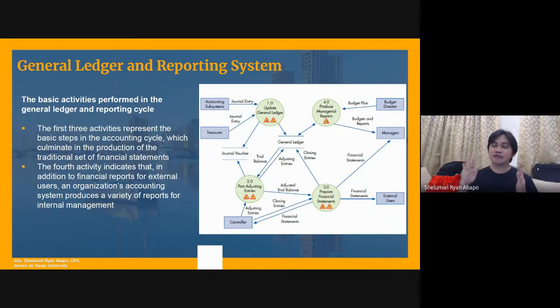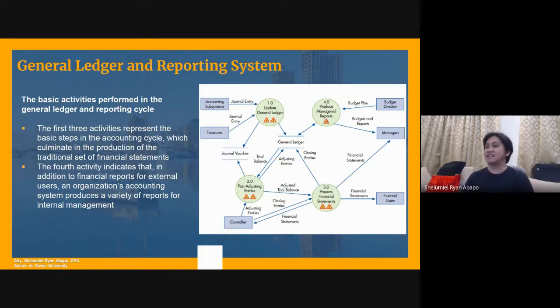If you'll notice, the first three of these activities are the basic steps in an accounting cycle. And the culmination of steps 1, 2, 3 will be the production of pro forma financial statements. Yung mga annual financial statements that are standardized and the same to all other companies or businesses. Ang magkaiba nga lang would probably be the account titles, but the pro forma, the form, as well as the manner of how we prepare these financial statements are the same. Yung statement of financial position, statement of comprehensive income, statement of cash flows, these are pro forma financial statements.